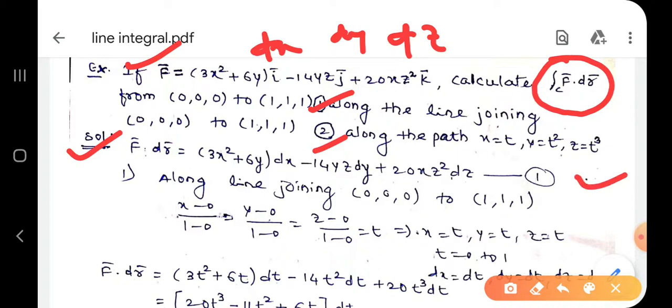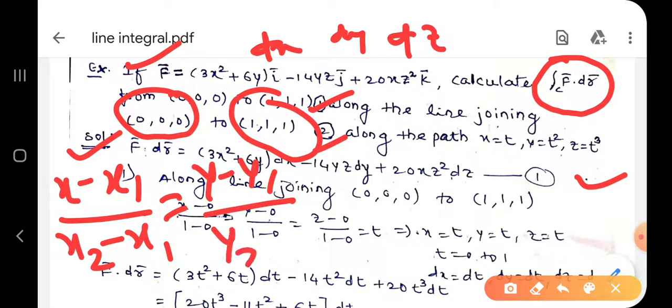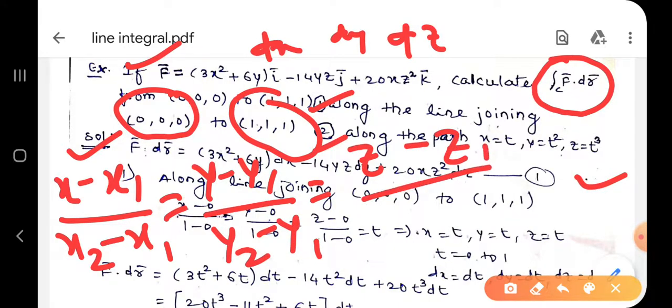Now the first question: what is the first question? Along the line joining (0,0,0) and (1,1,1). So these 2 points we have to join. We know that the equation of a line passing through 2 points is (x minus x1) upon (x2 minus x1) is equal to (y minus y1) upon (y2 minus y1) is equal to (z minus z1) upon (z2 minus z1). So here this same concept we have to use.